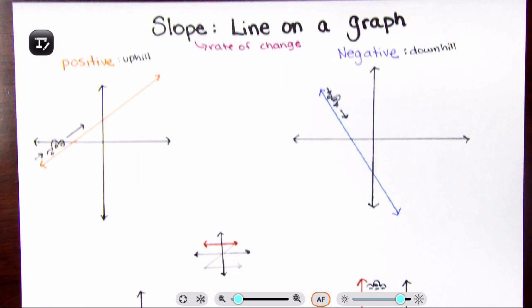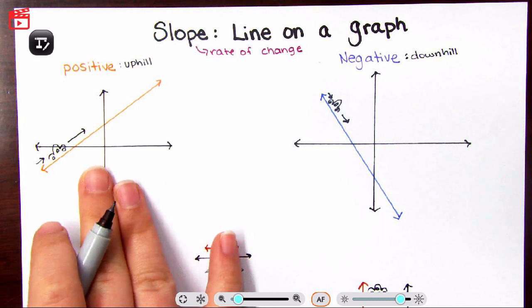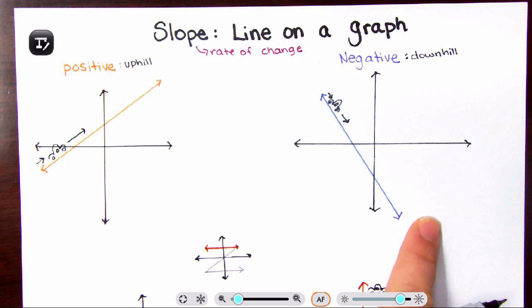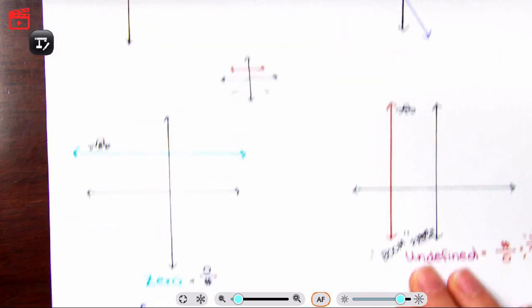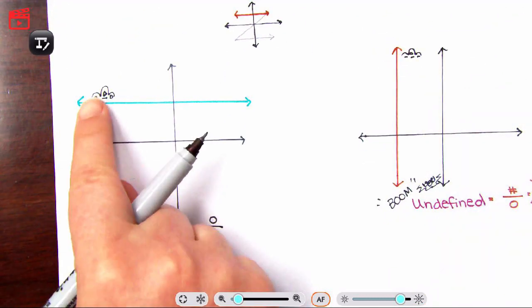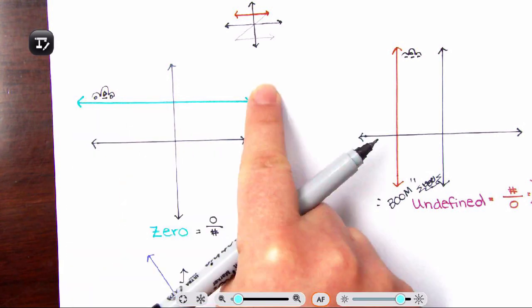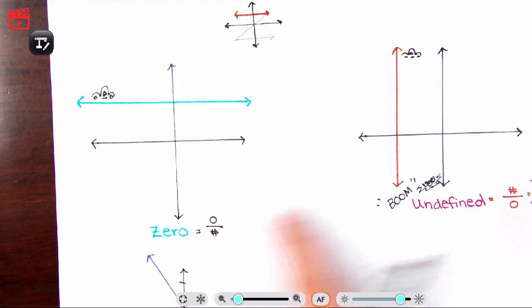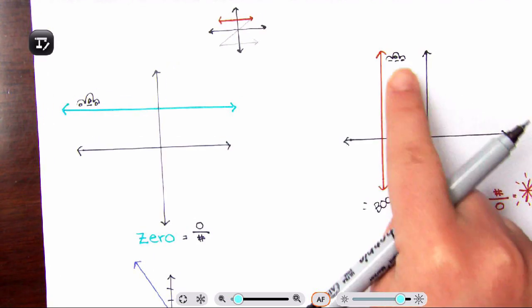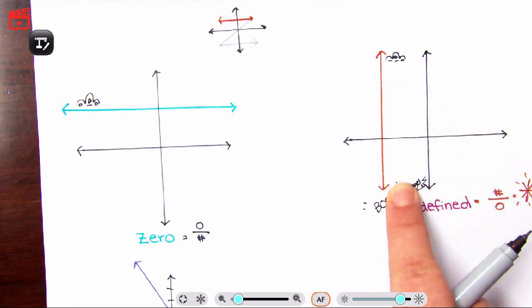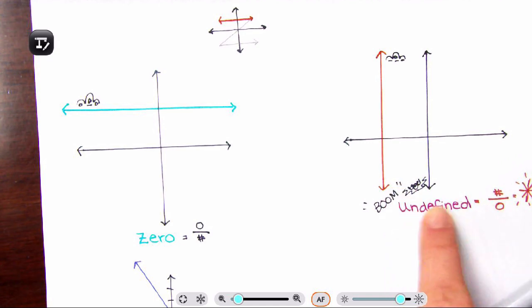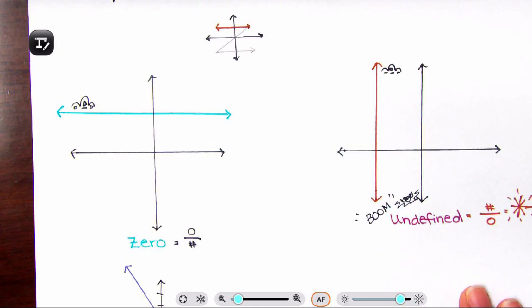Let's do a quick recap. We have a positive slope if the car is going uphill. We have a negative slope if the car is going downhill. We have a 0 slope if the car is parked and not moving on a horizontal line. The 0 is on top. If we have it undefined, that means the car has driven off a cliff and is falling down vertically with a 0 in the denominator, and that's an undefined slope.